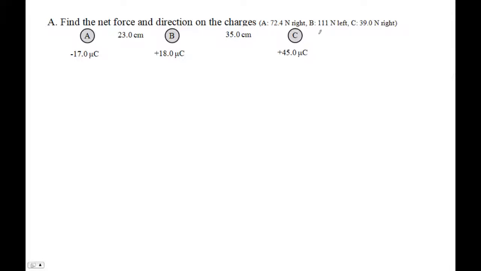Let's find the force on C. Okay, so for this video, we're going to find the force on C. Now, let's see. There's going to be a force that A exerts on C. A is negative and C is positive. So A and C are attracted to each other. So the force of A on C is going to be to the left.